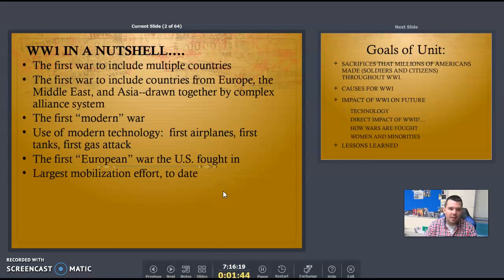So, World War One in a nutshell. This is the first war to include multiple countries, from Europe, the Middle East, and Asia, all drawn together. This is the first modern war we had, with technology, airplanes, and machine guns. First gas attacks, as we'll get into as well. This is the first European war the U.S. fought in, and this was the largest mobilization effort to date. When you're talking about sending millions of troops from North America into Europe, you need to mobilize that.